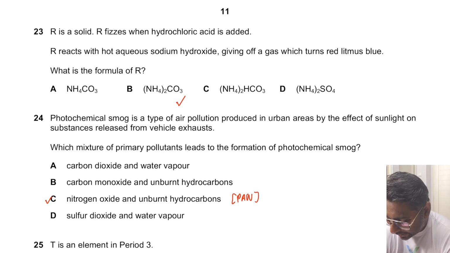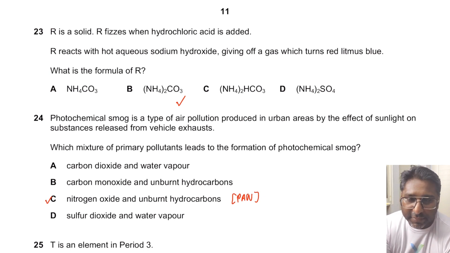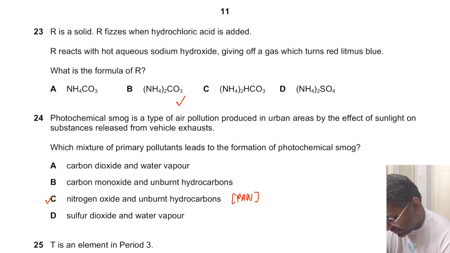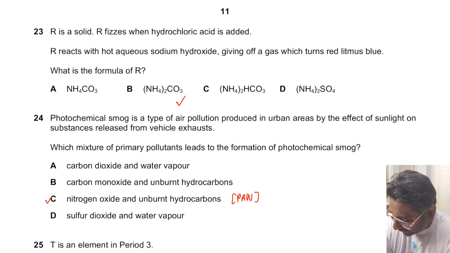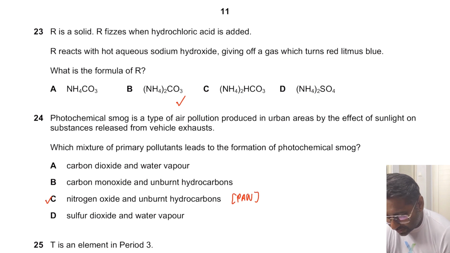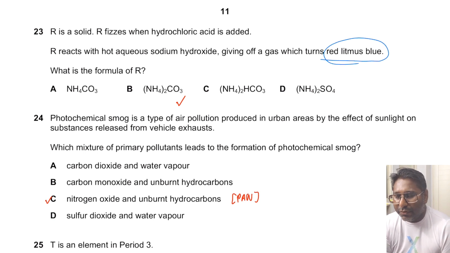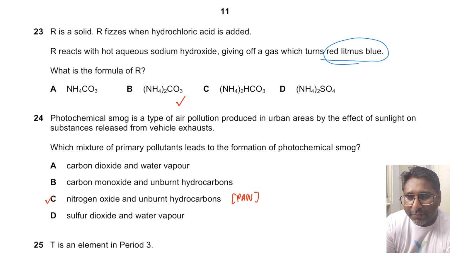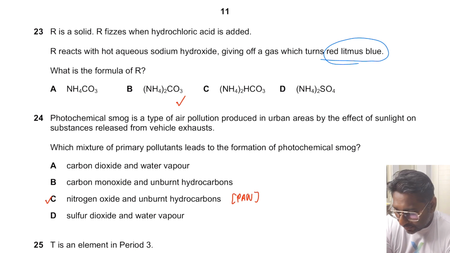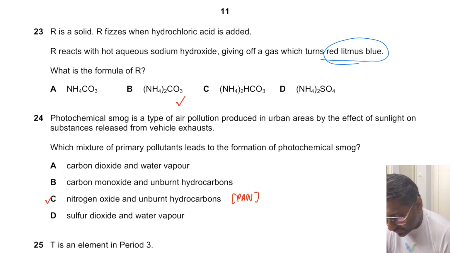R is a solid. R fizzes when HCl is added. Fizzes basically means they give you carbon dioxide gas, or maybe sulfur dioxide, but in this case most likely carbon dioxide. Now R reacts with hot aqueous sodium hydroxide, so it must be something acidic, possibly carbonate or bicarbonate, giving off a gas that turns red litmus blue. This is basically ammonia. If they give you ammonia, there must be an ammonium compound. You can see all of them contain ammonium, so it's not so helpful.